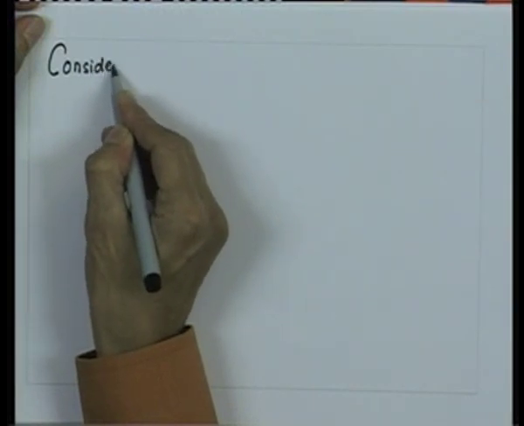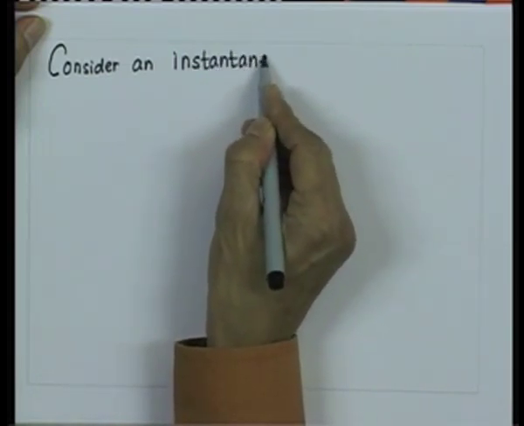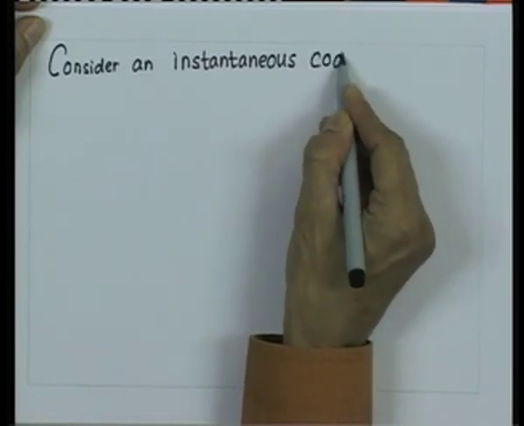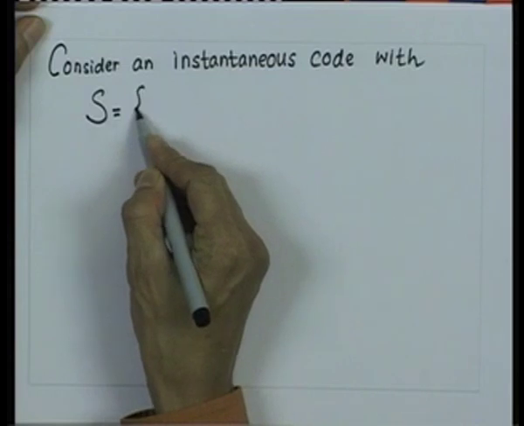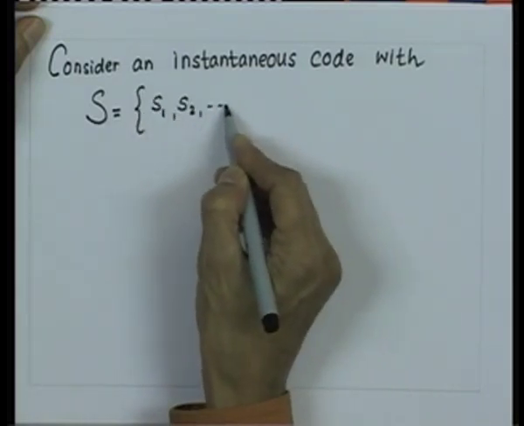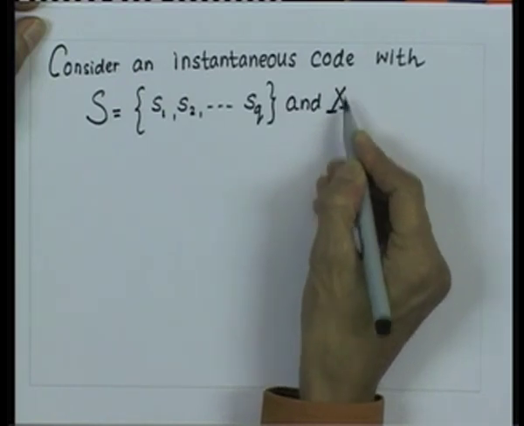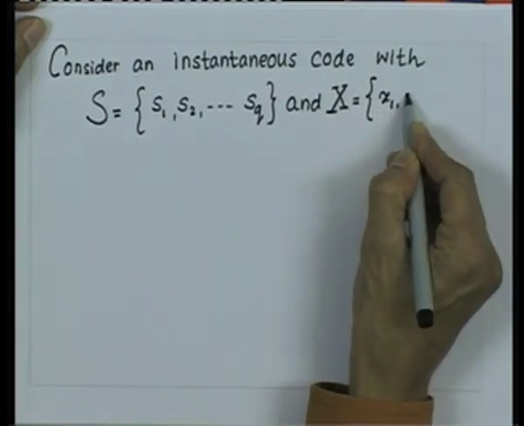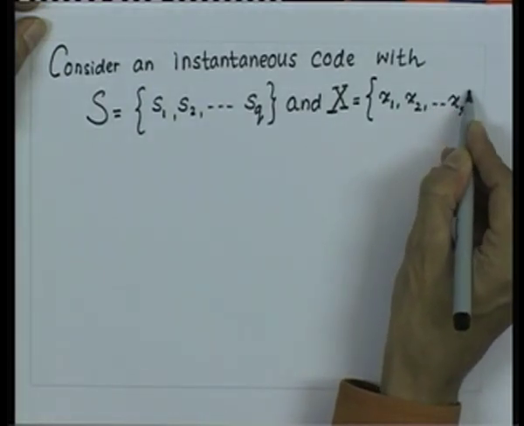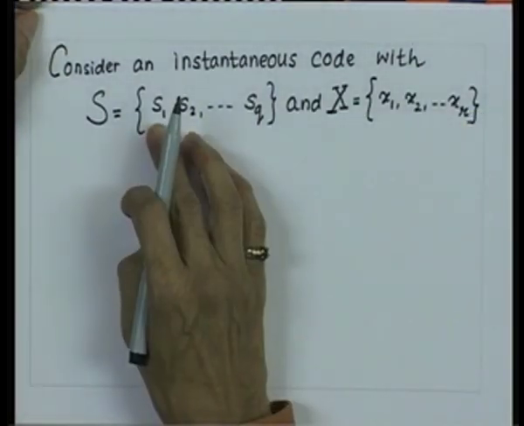So, consider an instantaneous code with source alphabet S equal to S1, S2 up to SQ and code alphabet, this is an R symbol code alphabet. So, I will have X1, X2 up to XR. So, with the help of this code alphabet, I form code words for these source symbols.